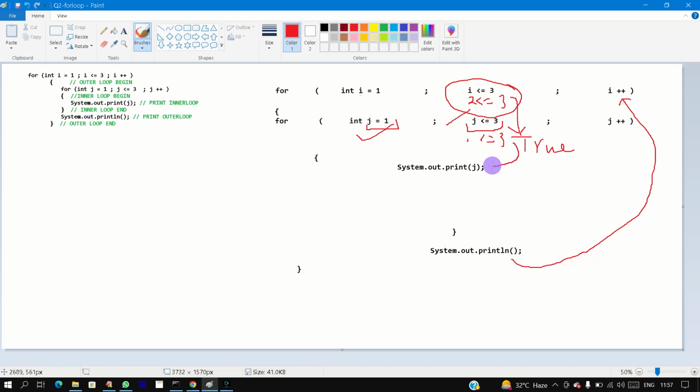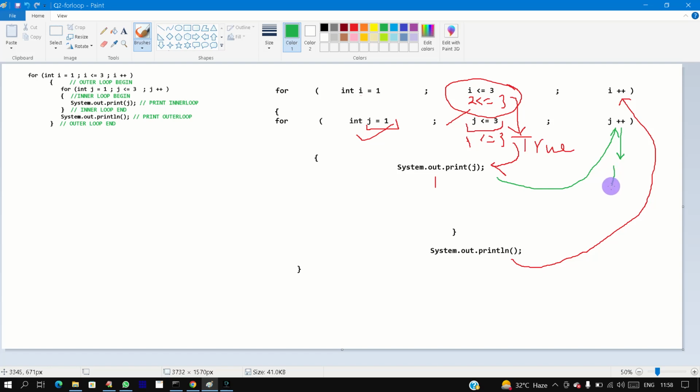If the condition is true, System.out.println. Now this System.out.println is guiding that kindly print j. j is 1, so 1 is being printed. Fine. Now after this we will be going to the update part. This j++ is guiding j that dear j, whatever you are right now, you have to increase yourself by 1 whenever you are used again.